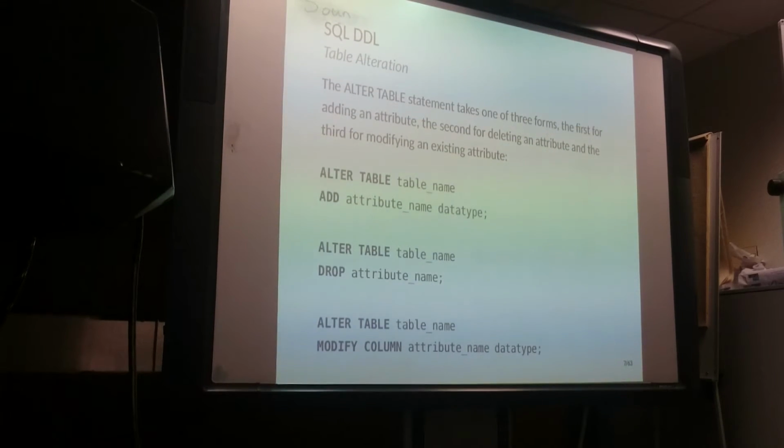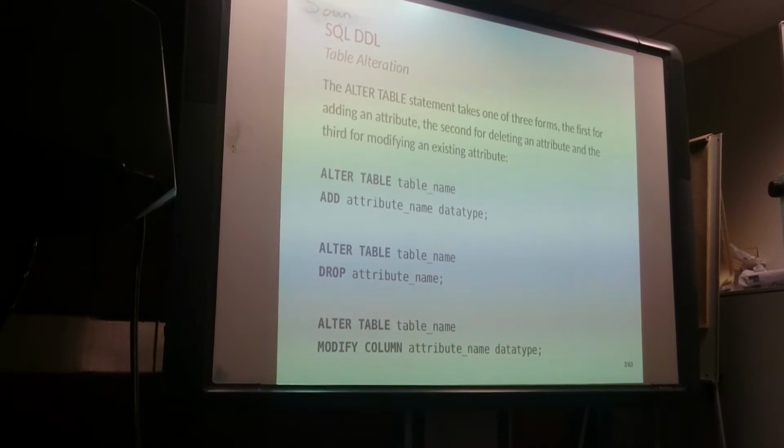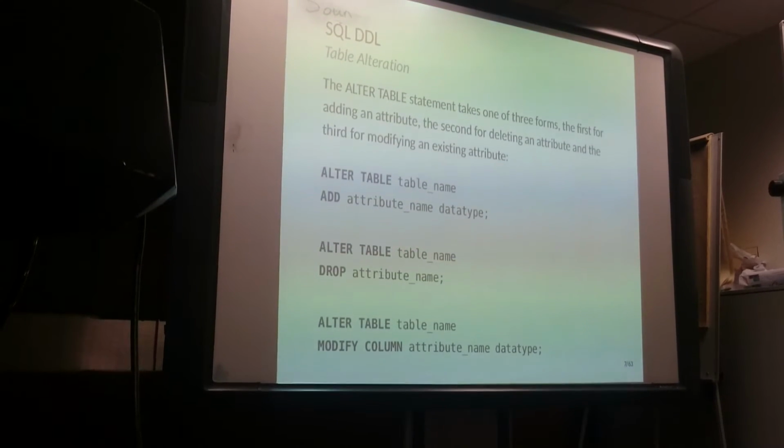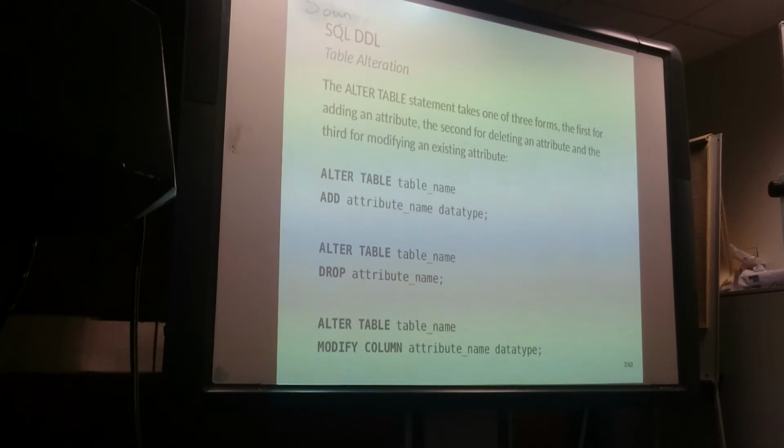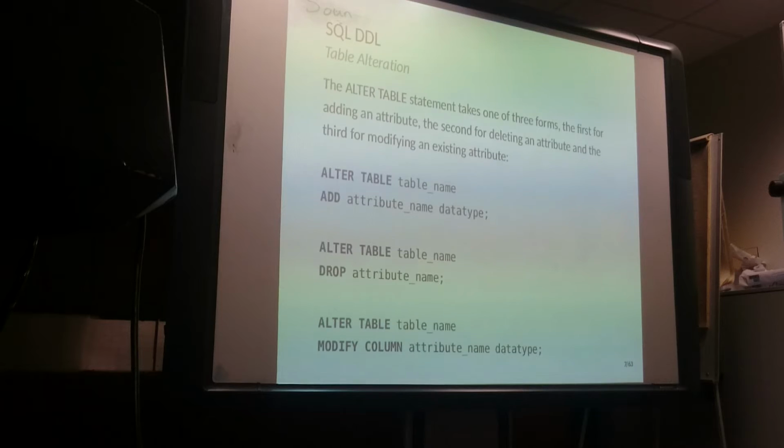So what happens when you have a table that you want to change? Do you drop it and recreate it completely? Probably not a great idea. So the alter table statement takes one of three forms, depending on what you want to do. Alter table, table name or relation name, which I will use interchangeably, add attribute name, data type. What does that do? It adds a column with a particular data type to the table. That's how you add a column.